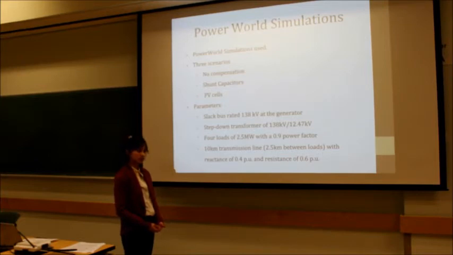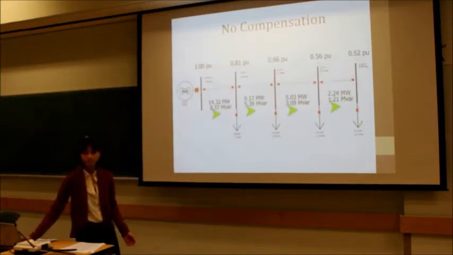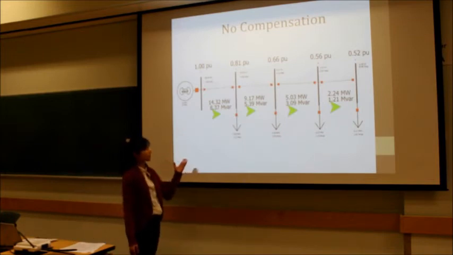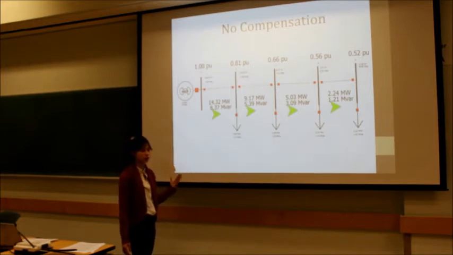There is a step-down transformer from 138 kilovolts to 12.47 kilovolts. 4 loads of 2.5 megawatts with a 0.9 power factor are installed, and the transmission line is a length of 10 kilometers with a reactance of 0.4 per unit and a resistance of 0.6 per unit. The case for no compensation clearly shows that there is need for compensation, as the first load has already decreased to 0.81 per unit.